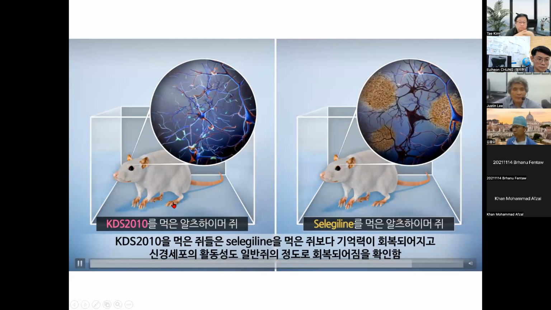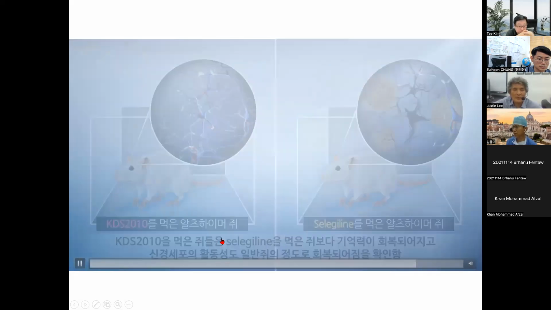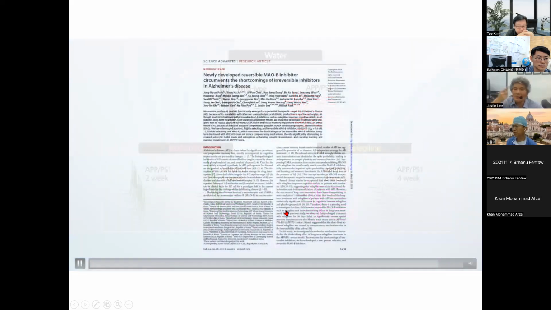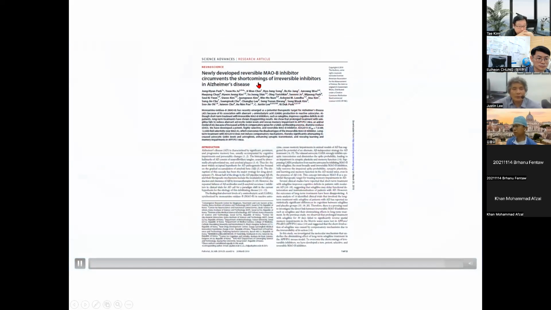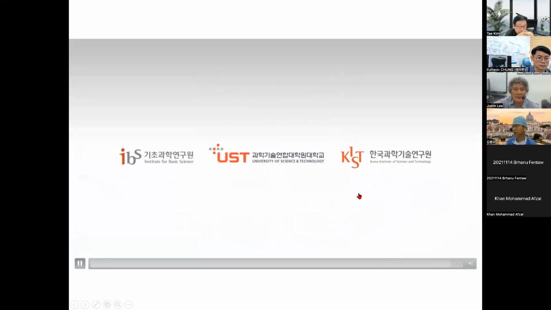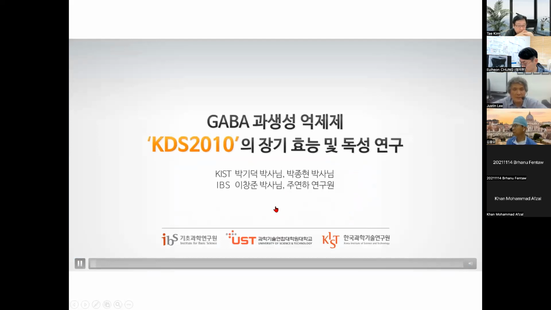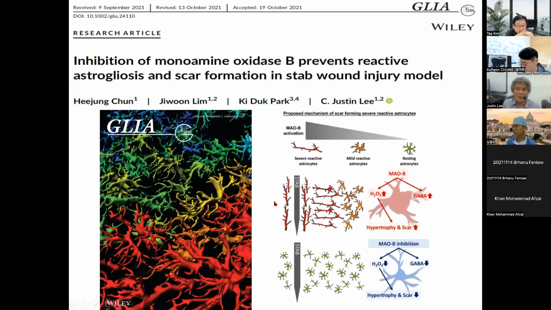And we were able to show that, compared to selegiline treatment, KDS2010 showed much more efficient and superior activity. So this was published in Science Advances in 2018, I think. Okay, so we are now equipped with this perfect, very nice, excellent KDS2010.